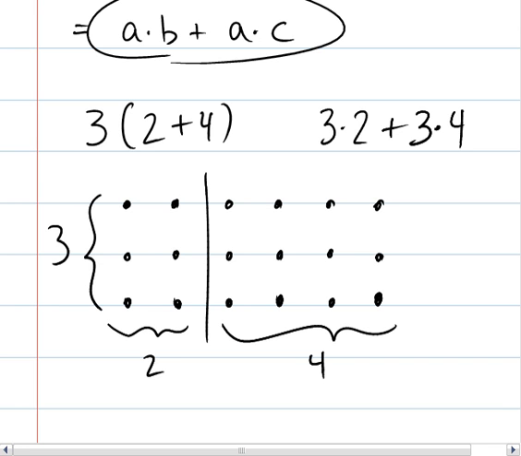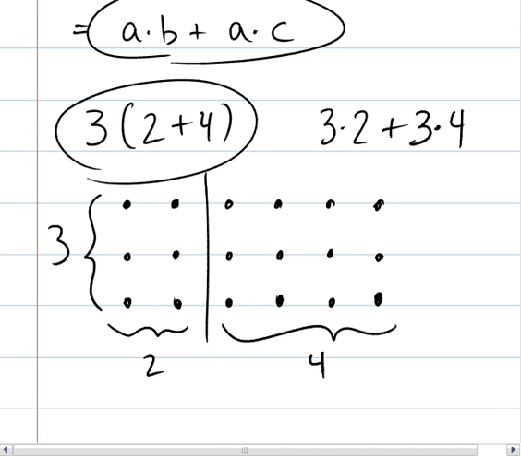So if I ask you to count these dots, you probably aren't going to count them individually. The quickest way to count them is to take the number of rows and multiply by the number of columns. Well, if you take the 3 rows times the 2 plus 4 columns, this is what you get. 3 times (2 plus 4). It's the number of columns times the number of rows. It's the total number of dots.